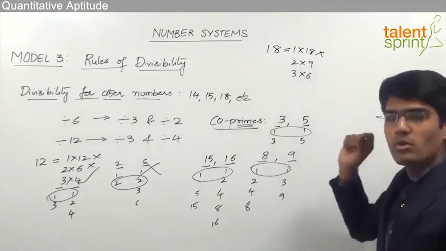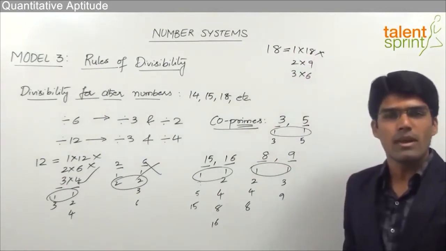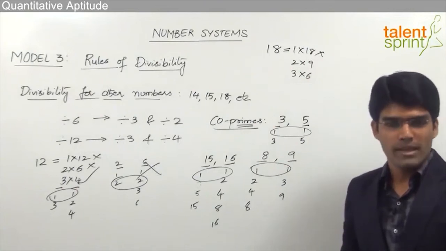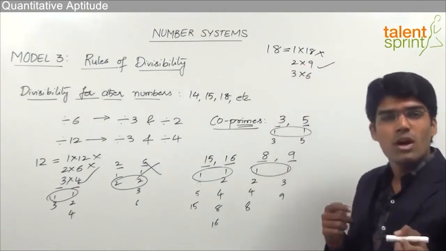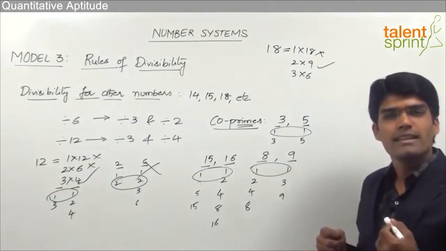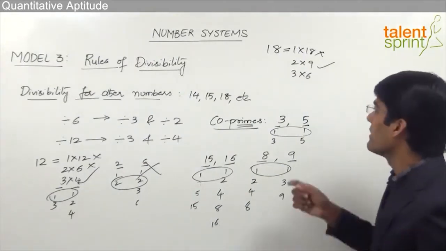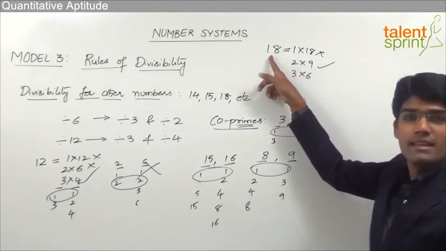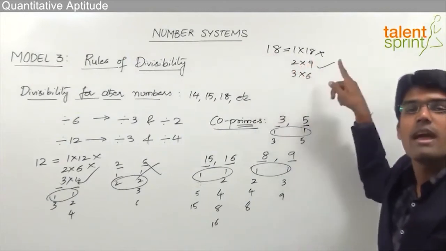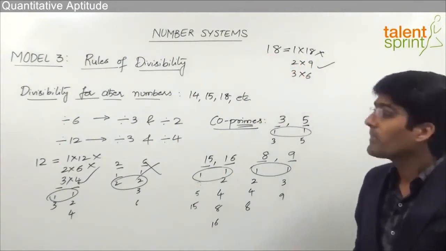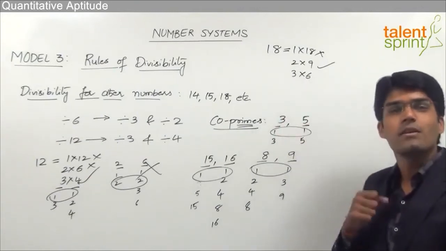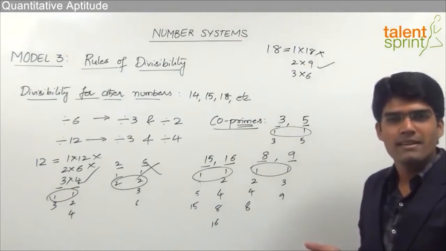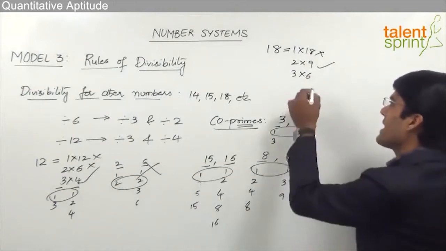Now out of the remaining two cases, we need to take up the one where the given factors are co-primes. 2 and 9 will be co-primes. Why? Because factors of 2 are 1 and 2, and factors of 9 are 1, 3 and 9. 1 is the highest common factor. So the divisibility for 18 would be that the number is divisible by 2 as well as by 9. And when we take 3 and 6, we know that the highest common factor of 3 and 6 is 3. Since the highest common factor is 3 and not 1, 3 and 6 are not co-primes.